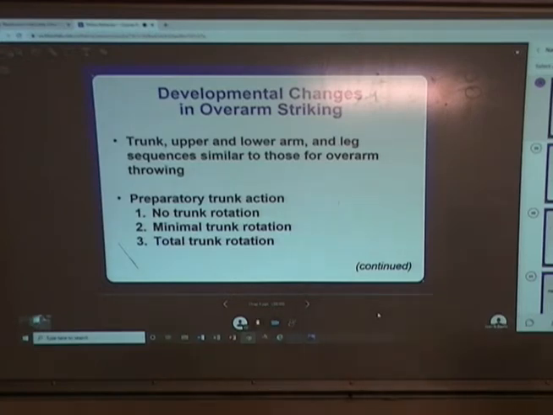So they do have a developmental sequence for overarm striking, which is on page 122. And they have 5 components. They use trunk action, elbow action, spinal range of motion, pelvic range of motion, so this rotation idea, and then the racket action.